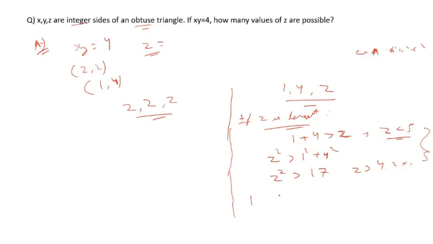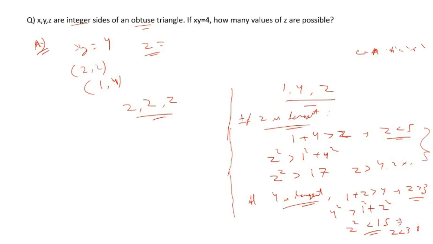The other case could be that z is not the largest, but 4 is the largest. Then we can write that 1 plus z is greater than 4, or basically z is greater than 3, and we can write that 4 square is greater than 1 square plus z square, or z square is less than 15, which means z is less than 3.9 or something. So this says that z is greater than 3, and this says that z is less than 3 point something. So again this is contradictory, so it will not suffice. So the 4 largest case is also gone, and now this entire scenario is gone.